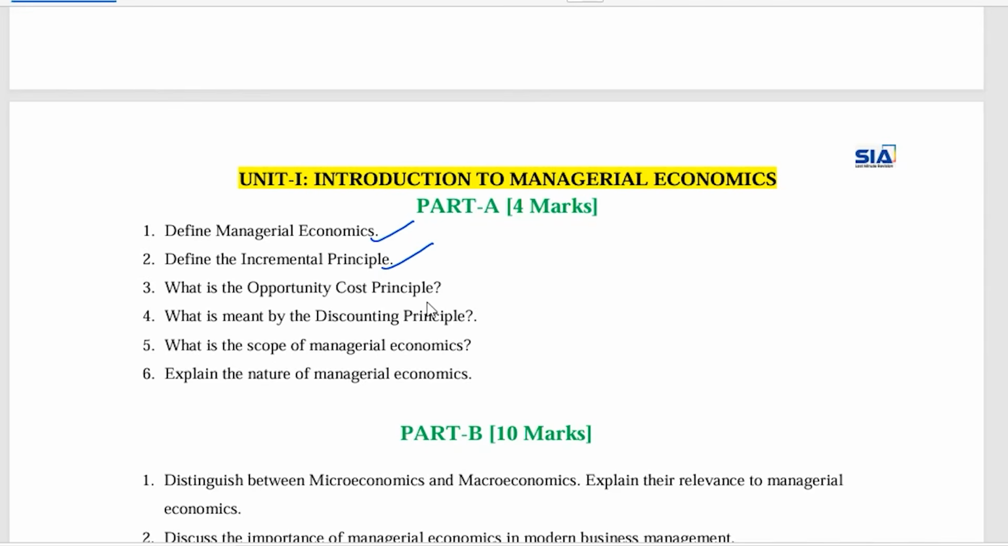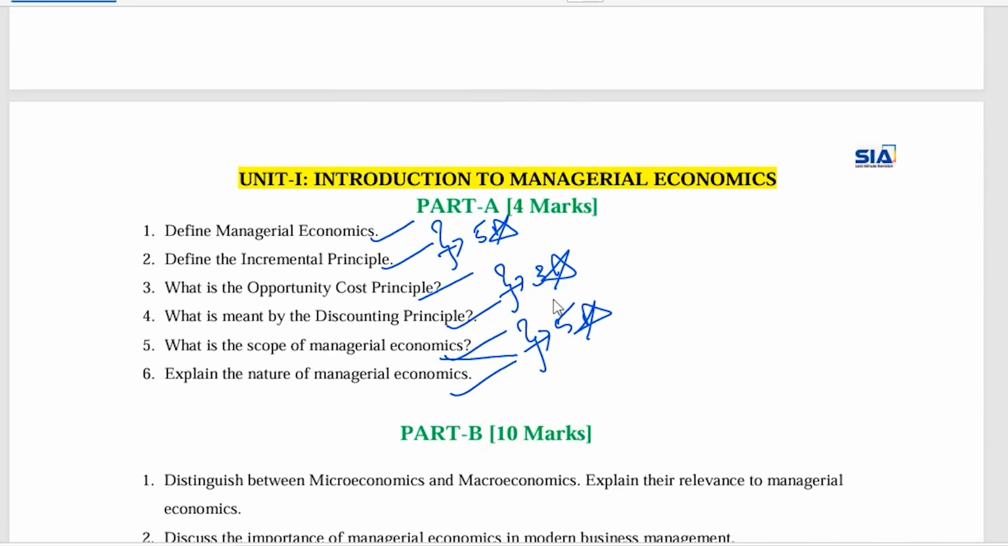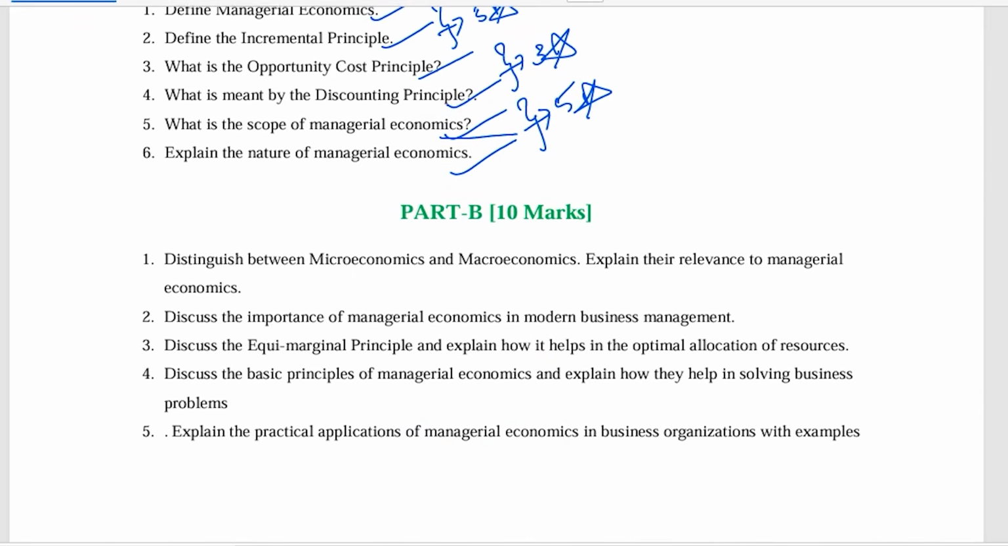What is the opportunity cost principle? What is meant by discounting principle? What is the scope of Managerial Economics? You can explain these questions in points format. Explain the nature of Managerial Economics. These two questions are 5-star rating questions and these two questions are 3-star rated questions. These two questions are 5-star rating questions and very important questions in Part A in Unit 1.